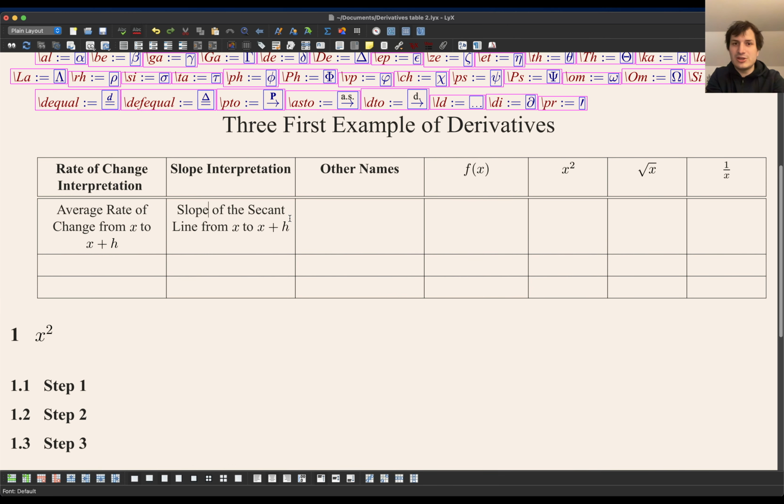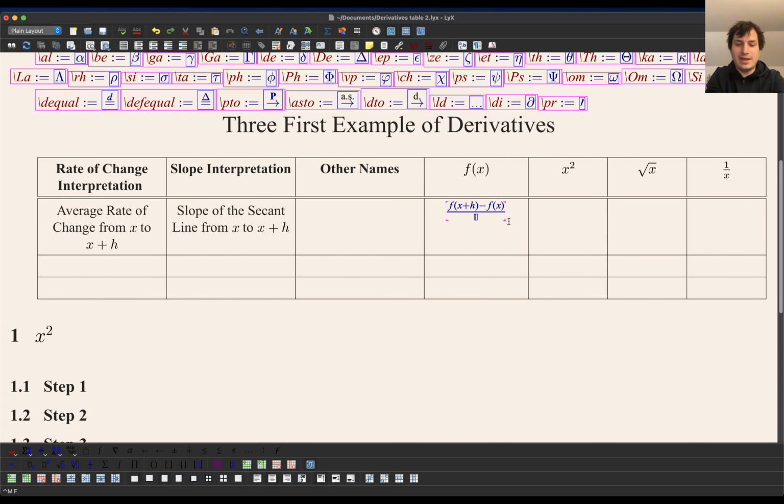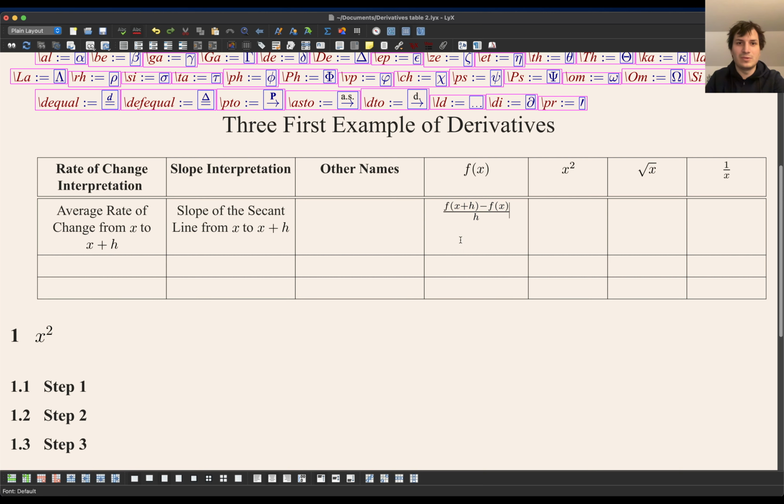And that average rate of change has this nice formula of rise over run, which is simply f of x plus h minus f of x. That's how much the rise is, how much the y values changed. And that will all be divided by the run. And the run is just h, because that's how far apart things are.